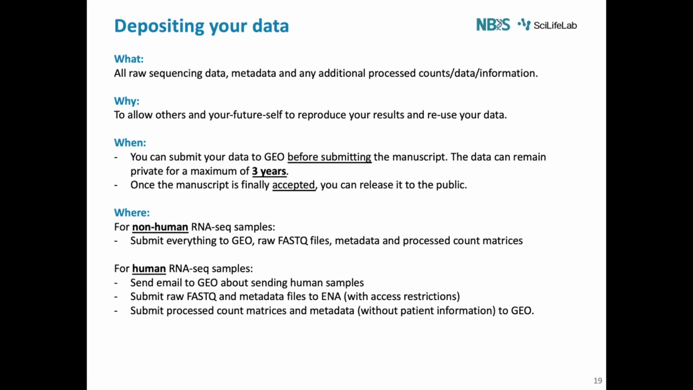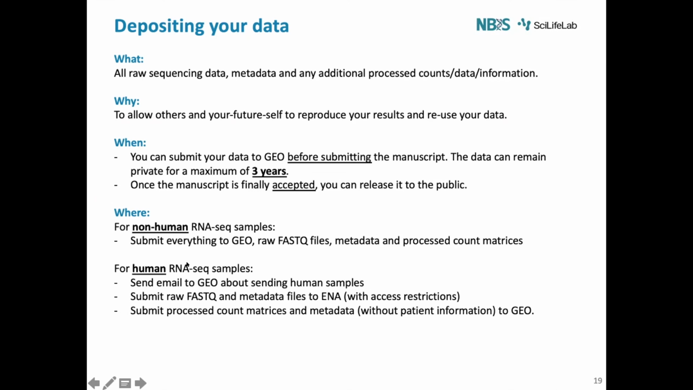So when we did the submission, the reviewers actually asked us about that beforehand. So we added this information to the manuscript: the data will be deposited under this GEO ID, and once the manuscript is accepted, the data will be released. If you have non-human data, so anything other than humans, it's very easy. Then you can submit everything to GEO or ENA or any other database, including the raw FASTQ files, metadata, and other processed matrices.